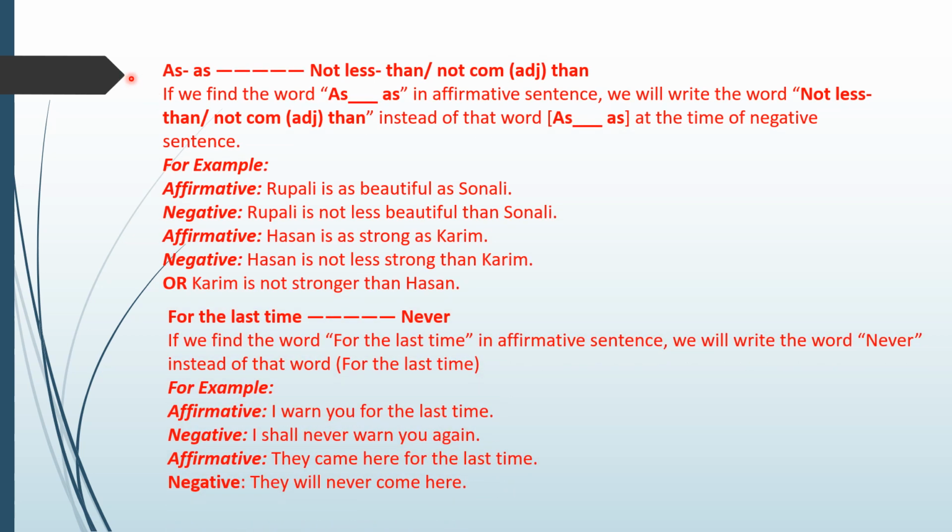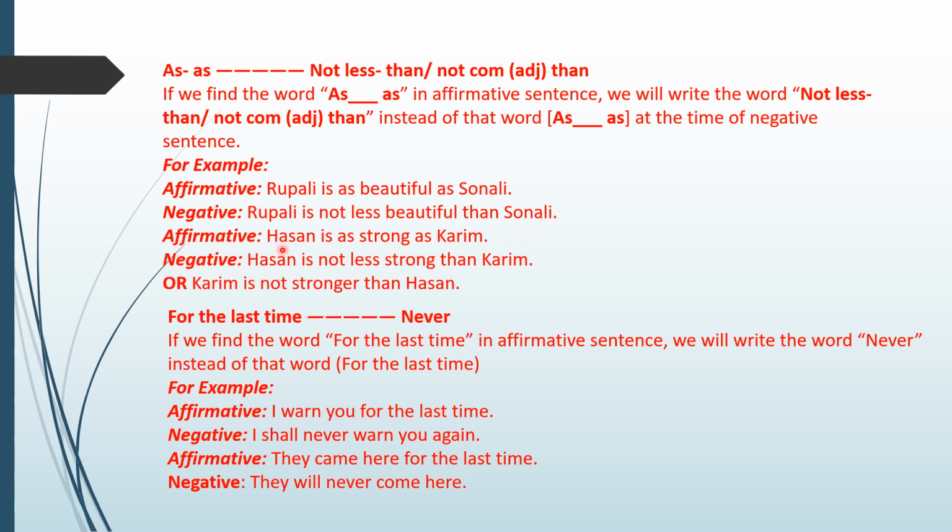Some more examples to change affirmative sentences to negative. If we find the word as in the affirmative sentence, we will write the words not less than or not the comparative adjective than instead of that word as at the time of changing the sentence into negative. Look at the following example. Rupali is as beautiful as Sonali. Now remember children, as beautiful as is the positive degree, but this is an affirmative sentence. We have to change it into the negative. So you will use not less than. So you will say Rupali is not less beautiful than Sonali.